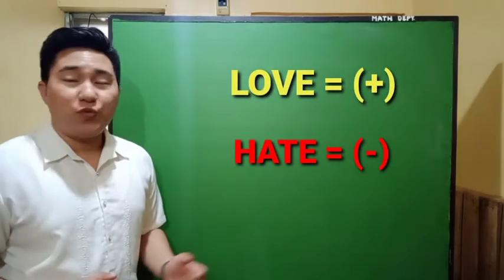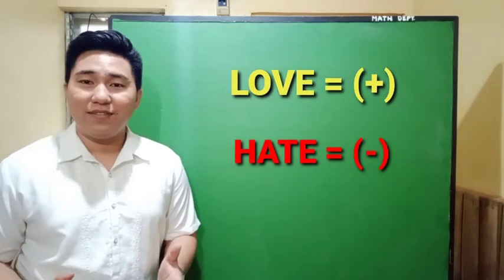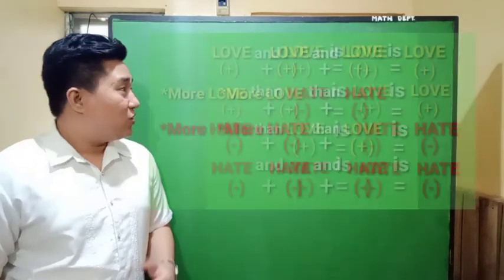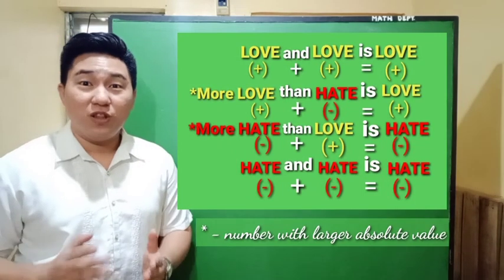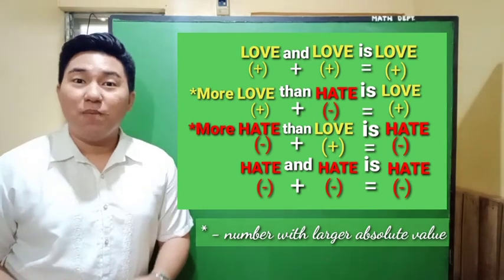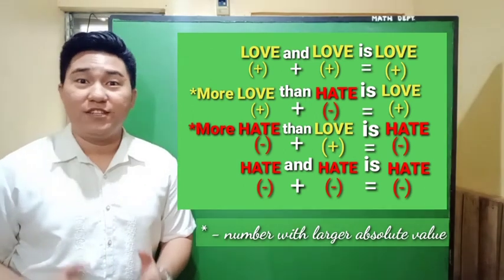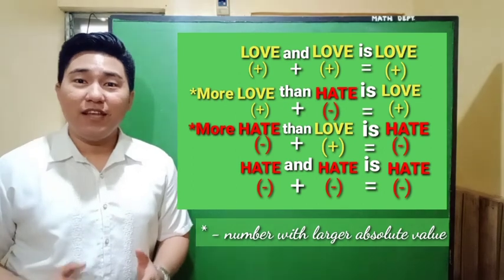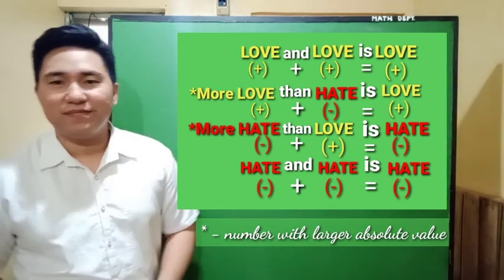And to summarize the rules in adding signed numbers, let's consider the ideas of love and hate. For love, we will represent as positive and hate as negative. So love and love is love. More love than hate is still love. More hate than love is hate. And hate and hate is hate. Okay?